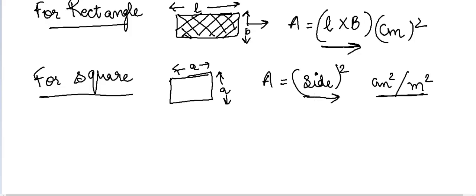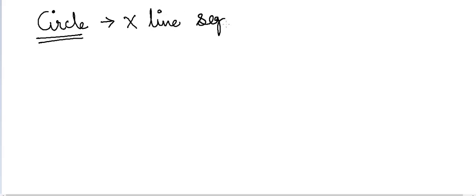Now comes a shape which is not formed using a line segment, and we all know that shape. That shape is basically a circle. Circle is not formed using a line segment. So first we are going to calculate its circumference.